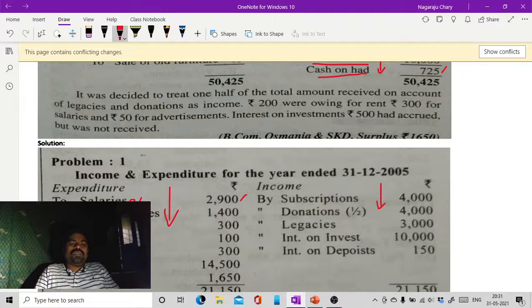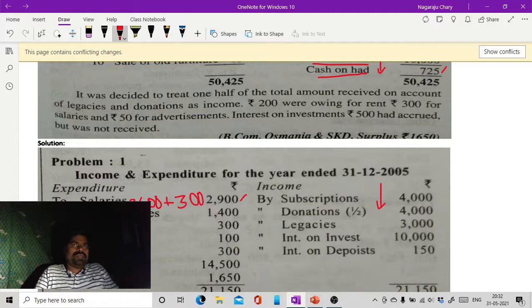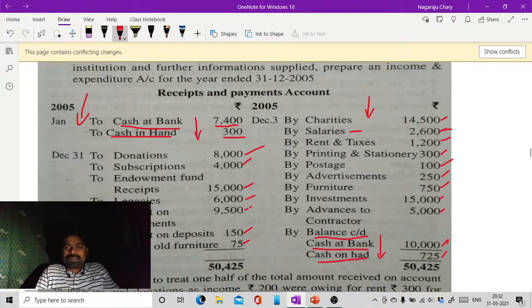So that's why here 2,600 plus 300, then we get 2,900. Okay, all the adjustable items are to be taken into consideration, right? So salaries is completed.